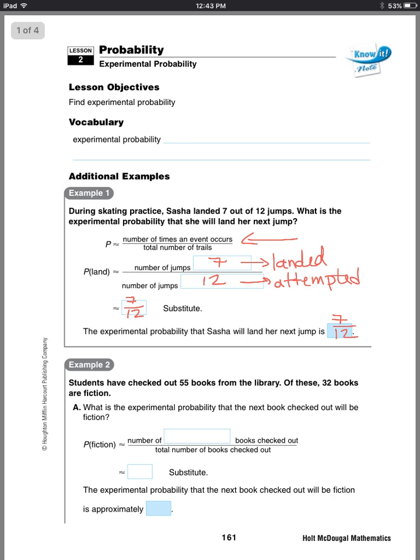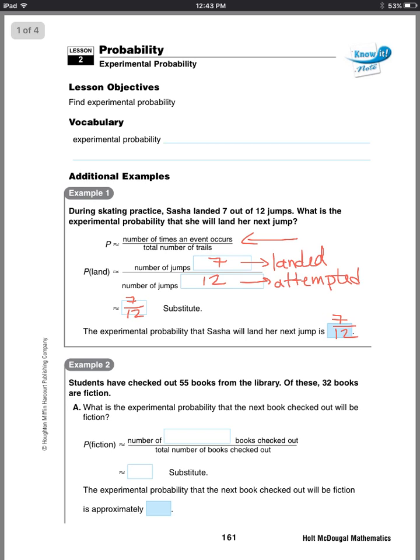Students have checked out 55 books from the library. Of these, 32 books are fiction. What is the experimental probability that the next book checked out will be fiction? So, we're going to do the number of times an event occurs over the total number of trials, not trails.